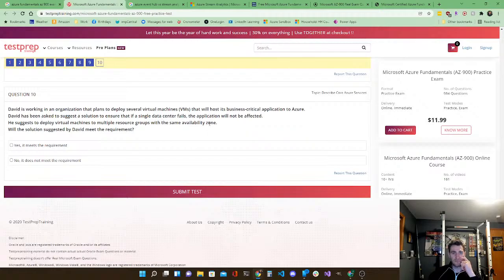But if it's in the same availability zone, then this is not meeting our single data center failure part. So no, it does not meet it.